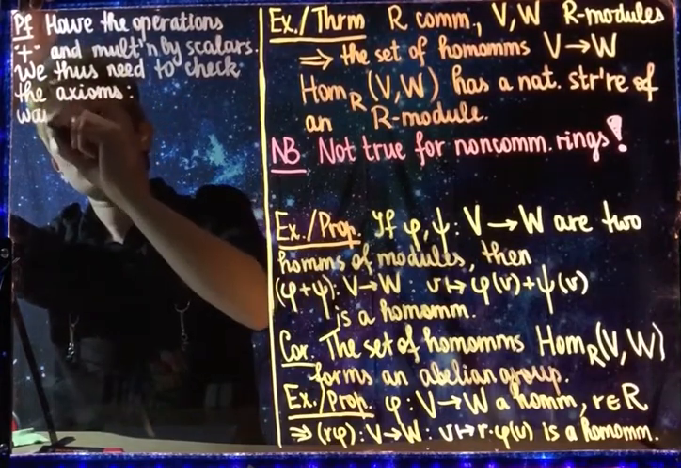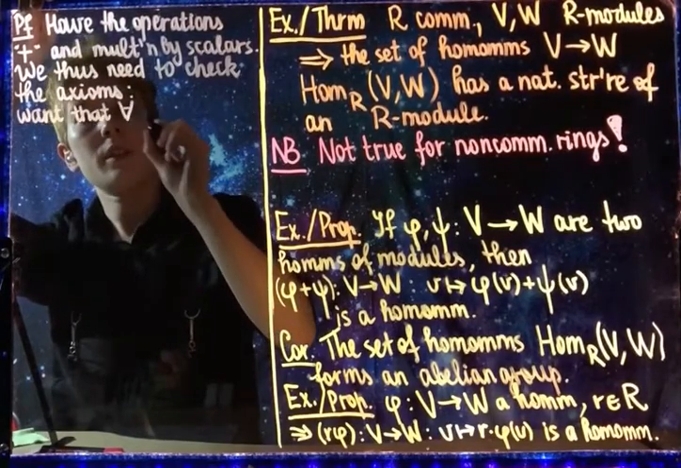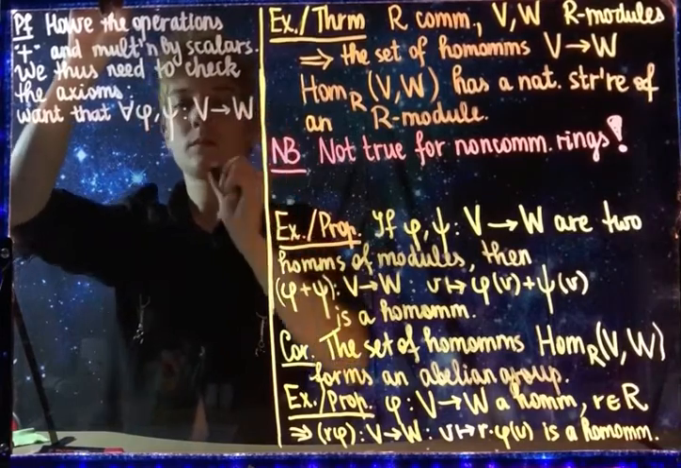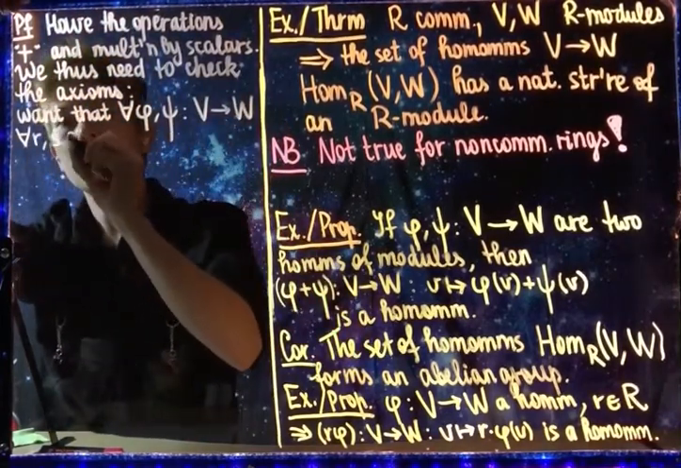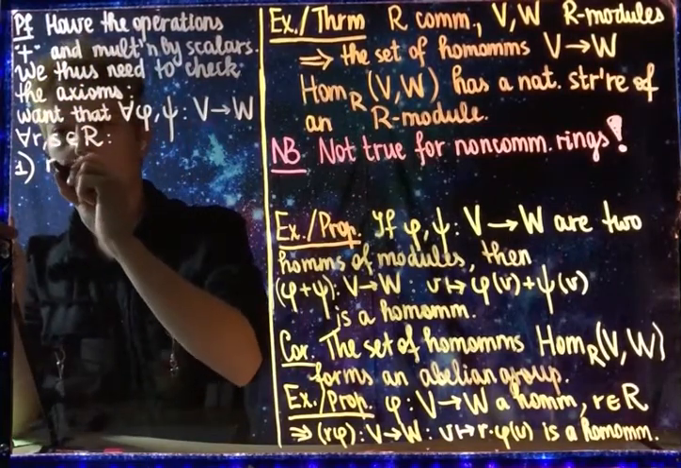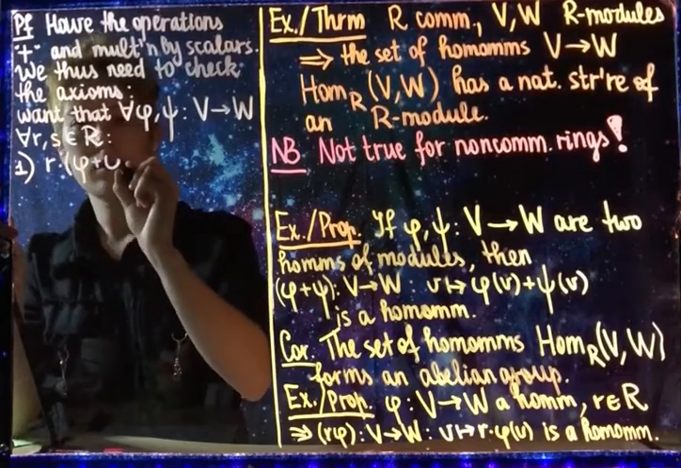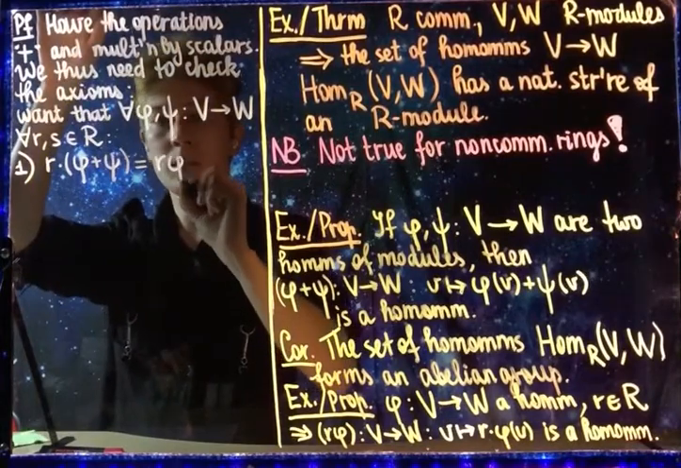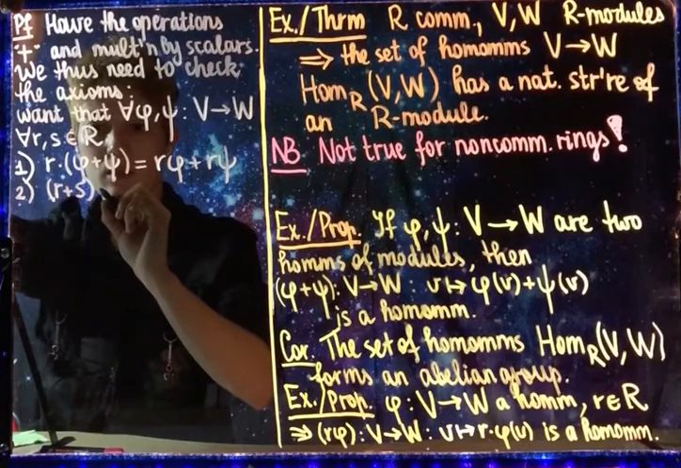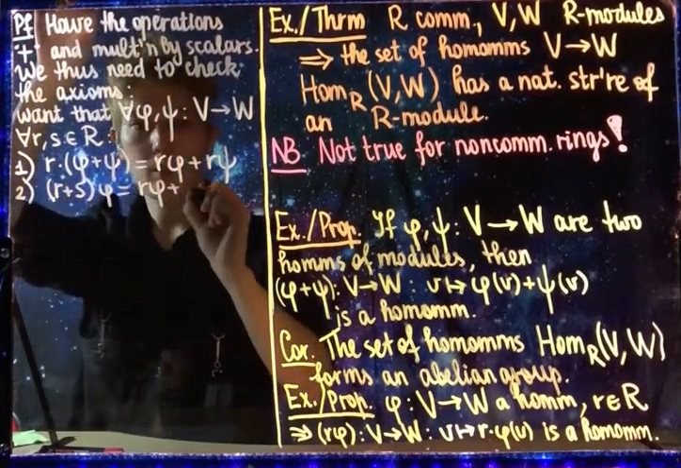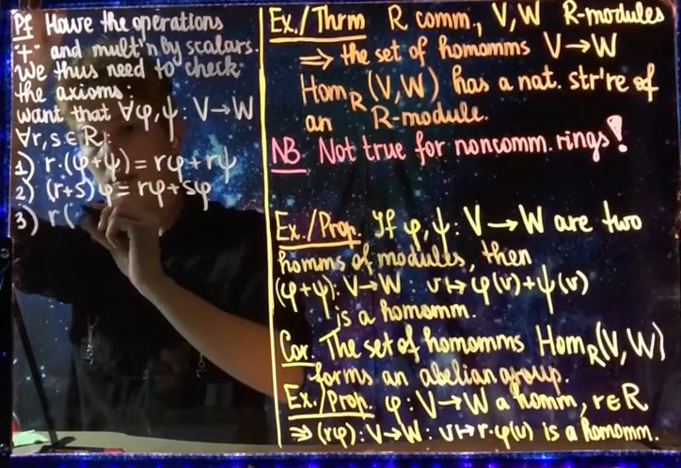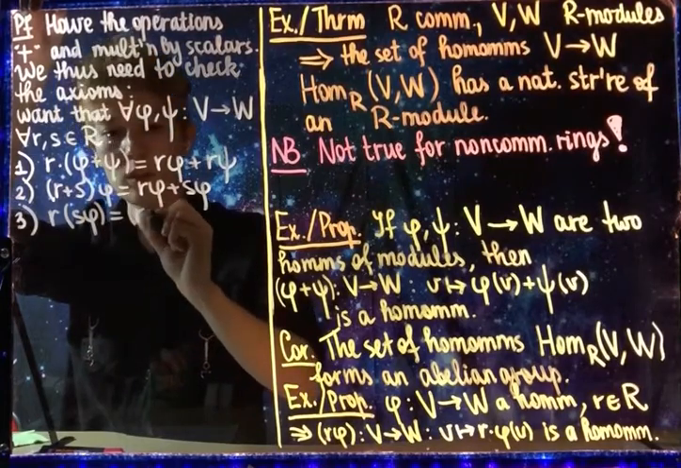So we want that for every pair of elements, φ and ψ, of this set, and for every pair of scalars from the ring, we first have distributivity: R times (φ plus ψ) should be equal to Rφ plus Rψ. Then distributivity on the other side: (R plus S) times φ should be equal to Rφ plus Sφ. And third, we need to check associativity. So R times Sφ should be equal to RS times φ.